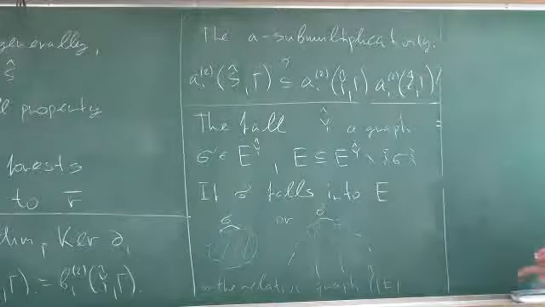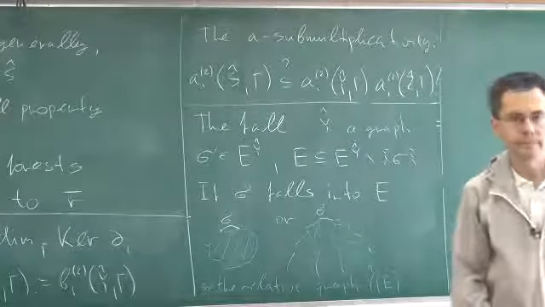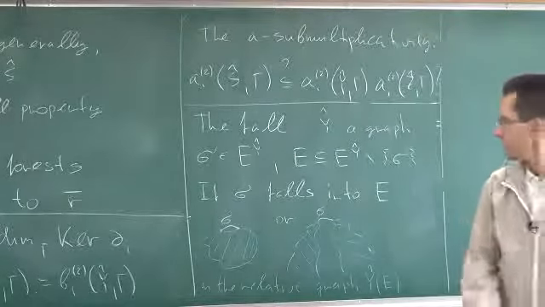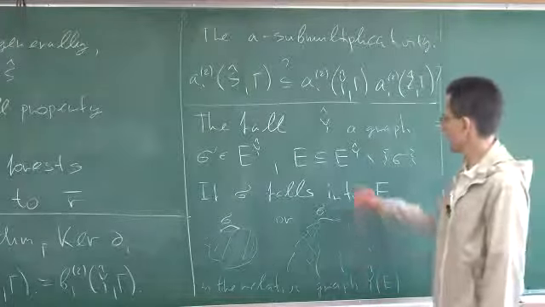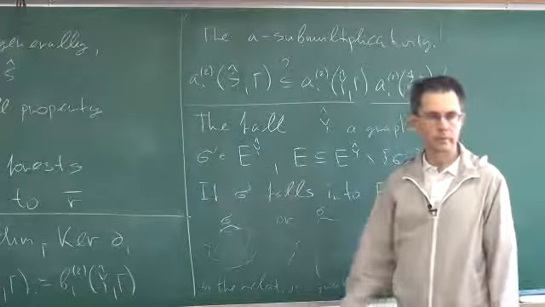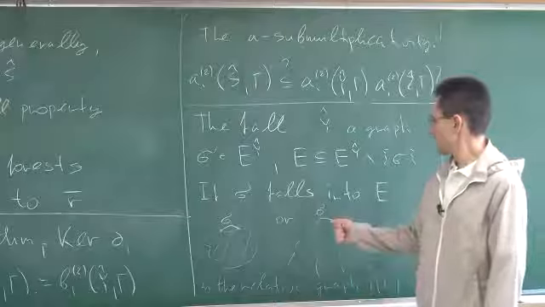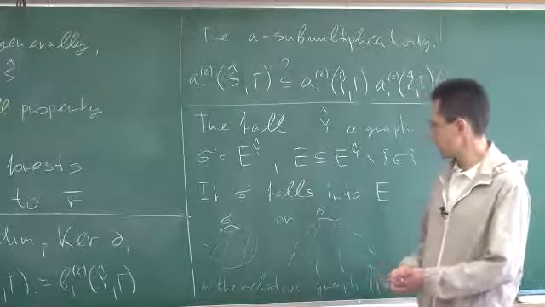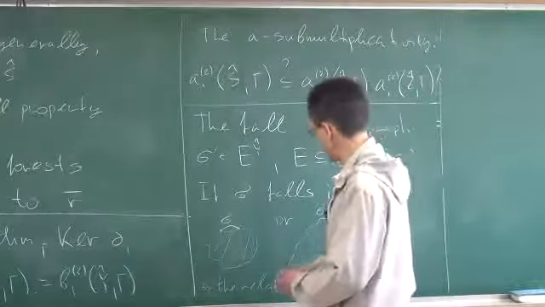Is it a definition of one? Yeah, this is what it means for an edge sigma to fall into E. That's what we did. Sigma falls. But now, how would you describe this in analytic terms?